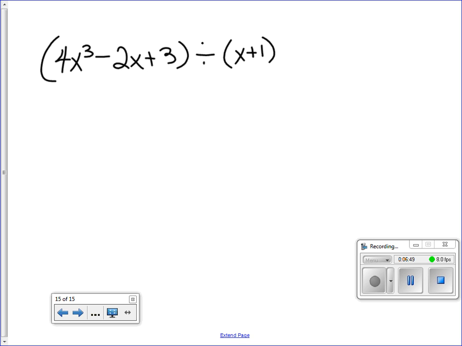Okay, what goes in this little box right here? -1, right. And then I'm going to list my coefficients in descending order here. But what do you notice about this? It's missing which one? X squared. So I've got to put a 0 in its place. So I'm going to put 4, and a 0, -2, and 3.